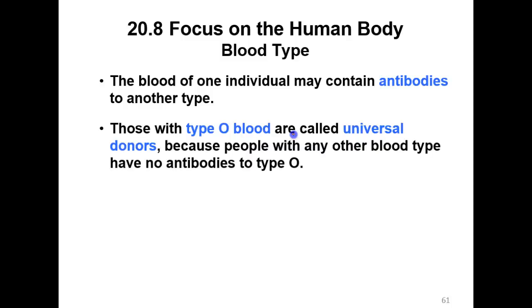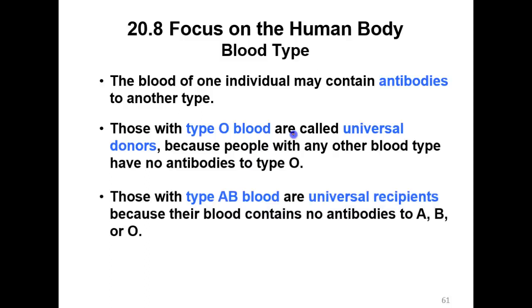However, those with type O are what's called universal donors, because people with any other blood type have no antibodies against type O. I am type O, so I usually go to the blood bank and give my blood because it's a universal donor. They love when I'm there, because anybody, A, B, AB, or O, can get my blood, because no one has an antibody against type O.